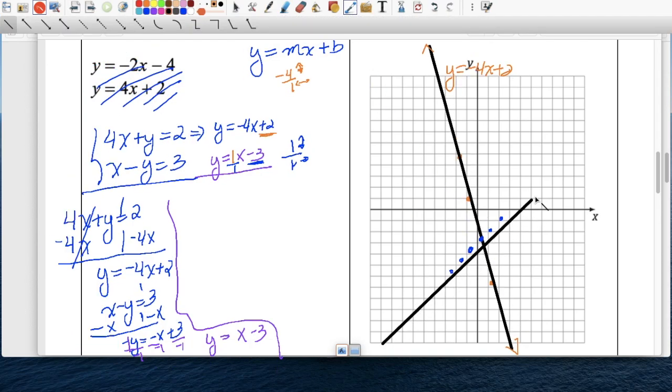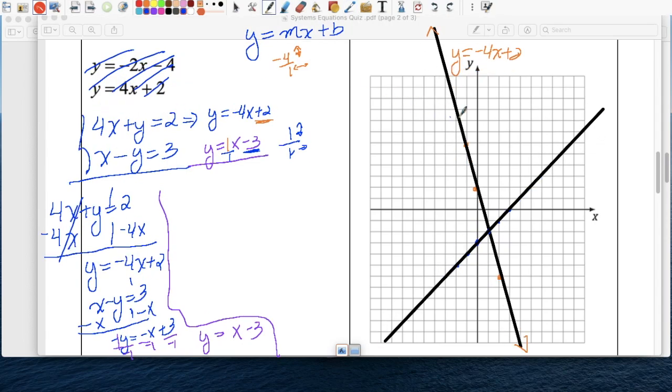And right away we see where those two lines will meet. The point of intersection from here looks like this guy over here. Put it in red. And that point is 1, comma, negative 2. So that's our solution. That point exists on both lines, which means it's a solution for both lines. All right, so we'll do a check.